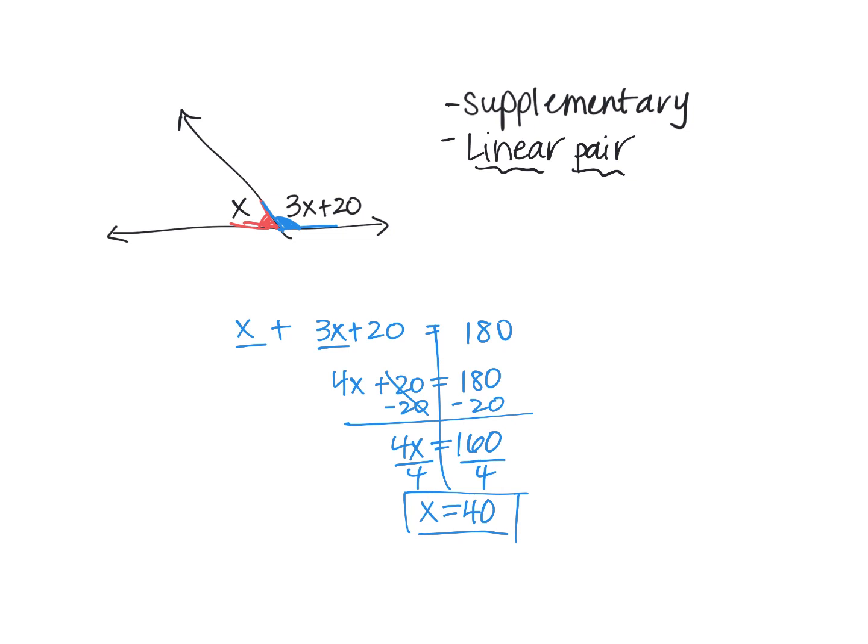So that means this angle up here, I'll just write in green quick, is 40 degrees, which makes sense. It's an acute angle, small little angle. And then this one, I'm going to have to do 3 times 40 plus 20, which is 120 plus 20 is 140 degrees. And there you go. So we'll keep practicing more of this next week.